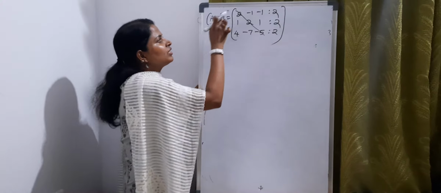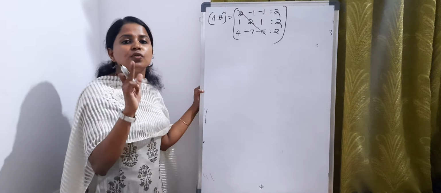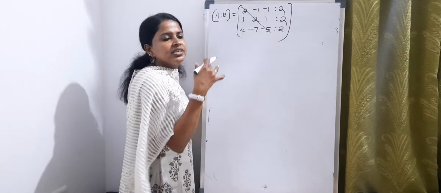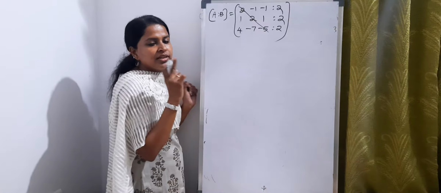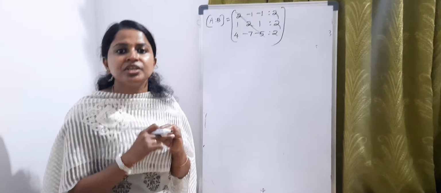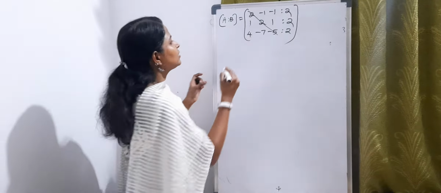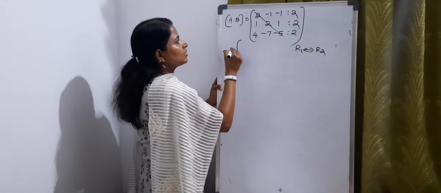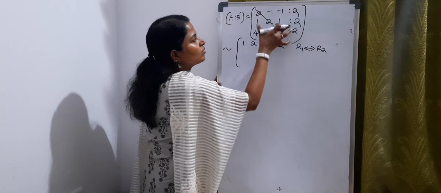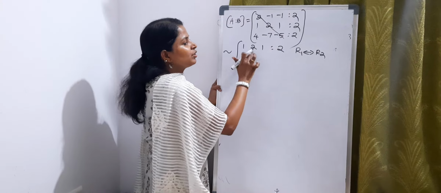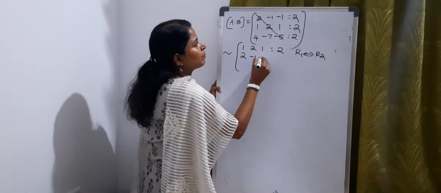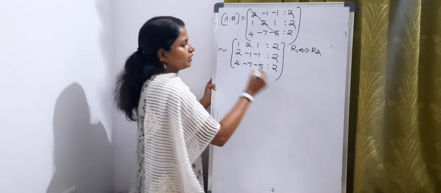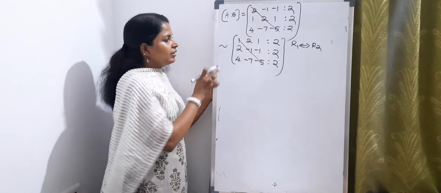So first, the first element of the first row should be 1. Listen, here there is 1 in the second row, so we interchange the first row and second row. The first elementary transformation is to interchange two rows. That is R1 and R2 interchange. We write R2 in R1's place: 1, 2, 1, 2. Then 2, minus 1, minus 1, 2. Last one 4, minus 7, minus 5, 2. This is the diagonal.